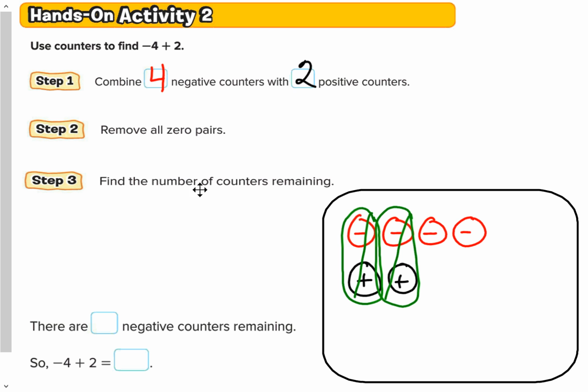So now we just find the total of numbers remaining. So the number that's actually remaining is right here. This is what's left over. So this is going to be our sum. So there are 2 negative counters remaining. So -4 plus 2 is -2 because there are 2 negative counters.